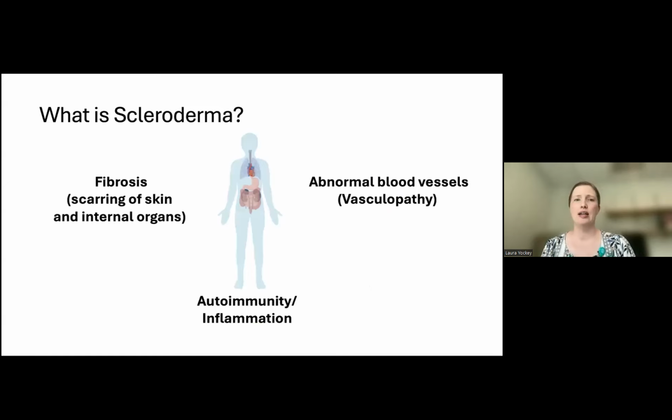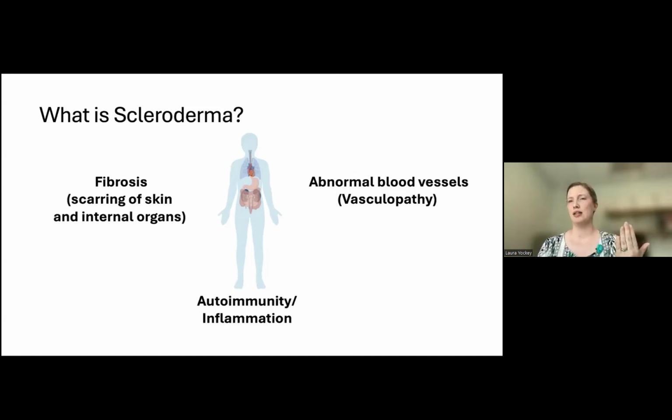And so again, I will go through a lot of the different manifestations of scleroderma, but essentially how to think of it is it's a disease that can involve multiple organs. The lung and the skin are some of the most commonly involved organs. And there are a few processes that seem to underlie a lot of the manifestations that we see. So one is fibrosis, which is essentially scarring. And again, this can involve the skin, the lung, most commonly. And then another characteristic of scleroderma is it can lead to abnormal blood vessels, or vasculopathy.